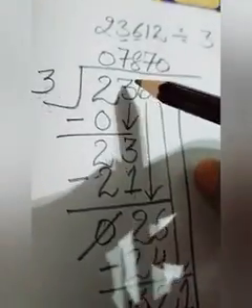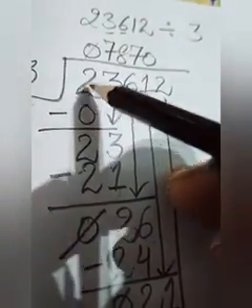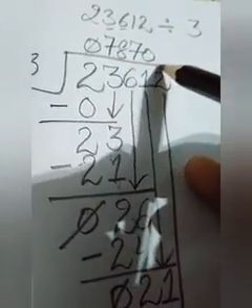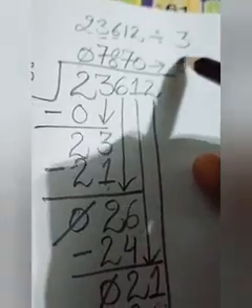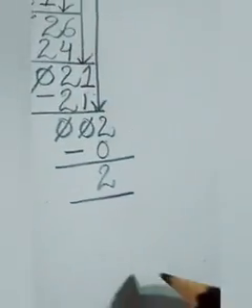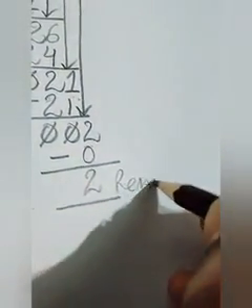Yes, now what is the quotient? This 0 we will ignore because no number starts with 0. We got 7870 as the quotient. This is the quotient. Yes, and 3 is the divisor and 2 is the remainder.